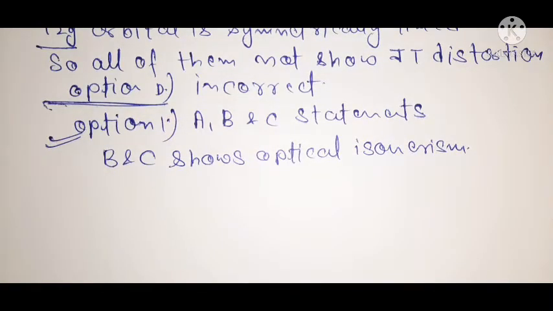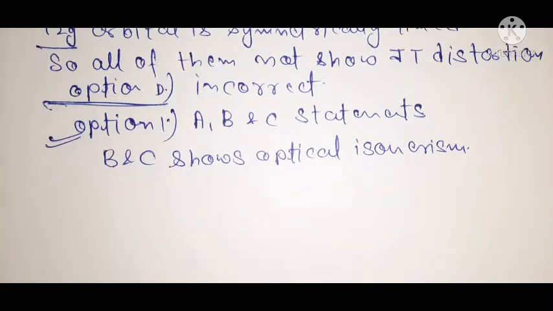So the only thing is that you observe carefully. So when you observe carefully, we conclude that option second, third and fourth contain D option, which is incorrect. So these sets are automatically cancelled out. So we have only option number first, which contains statements A, B and C, and these are correct statements.